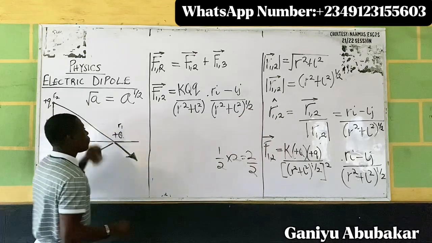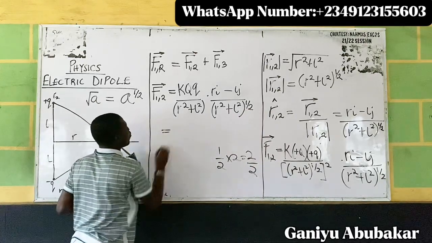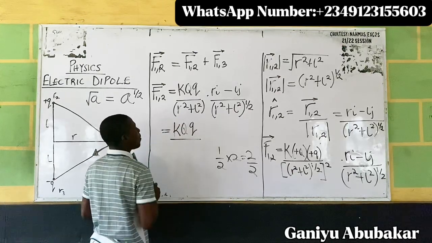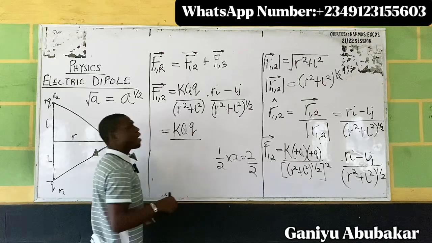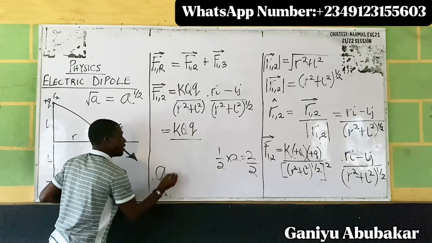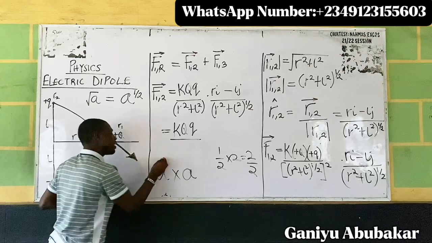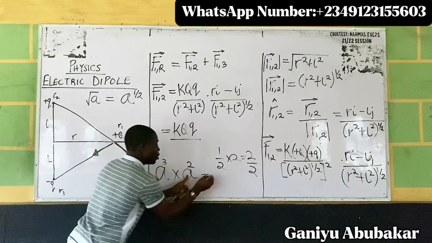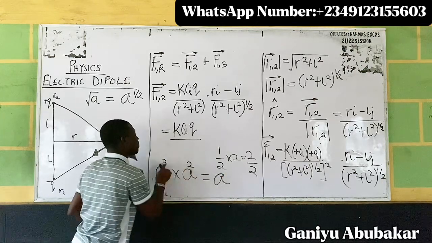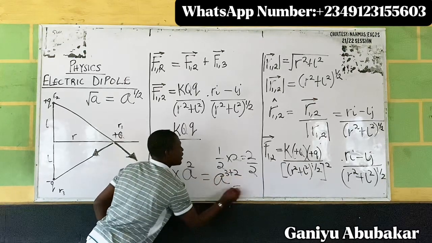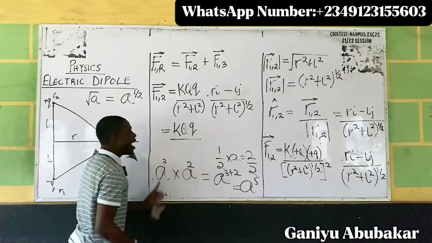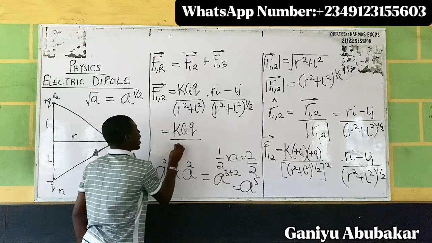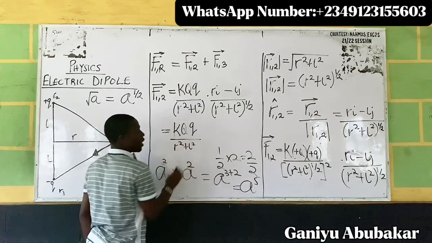Let's get the final answer for f12. This is now equal to kqqq all over, now observe please, go back to indices. If I have a times a such that here is 3, here is 2, what do we know? They are of the same base. Bring out 1 and add the power, 3 plus 2. This gives a to power what? 5. I apply this indices concept here. This and this are the same, so bring out r squared plus l squared outside this way.